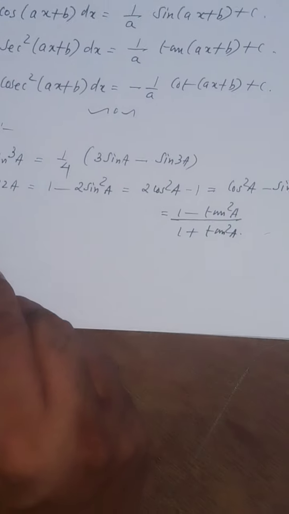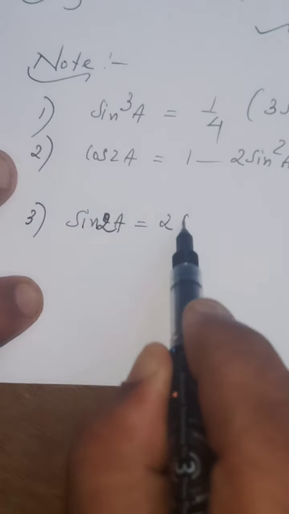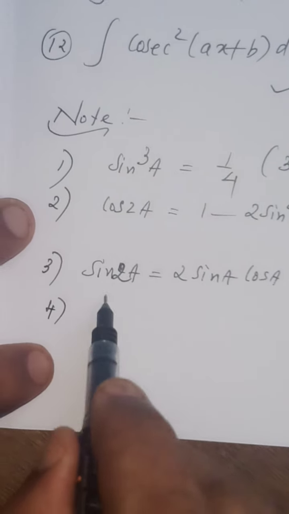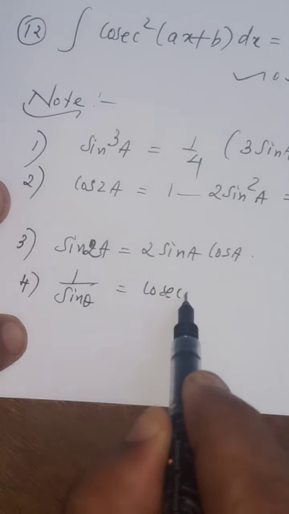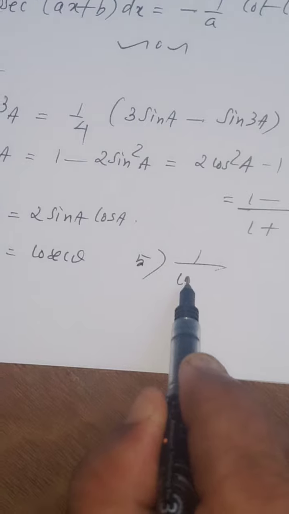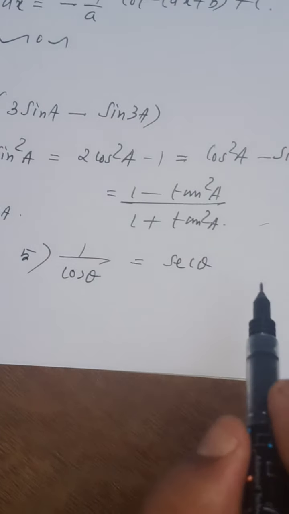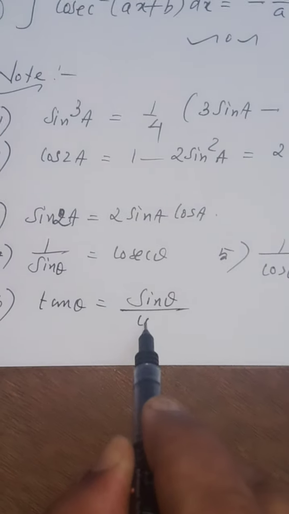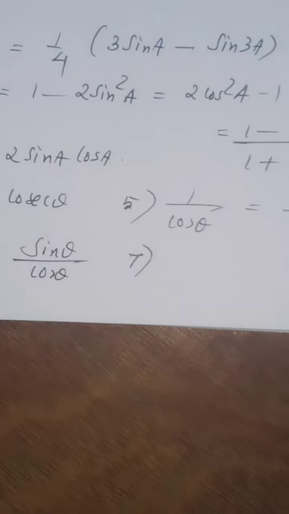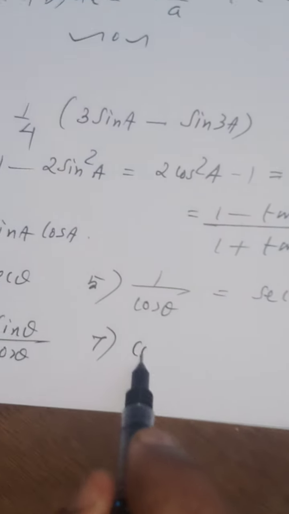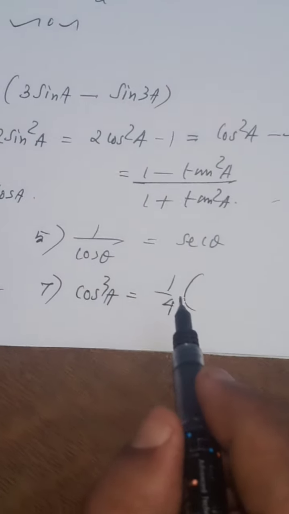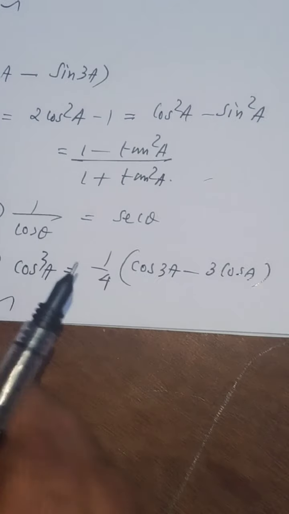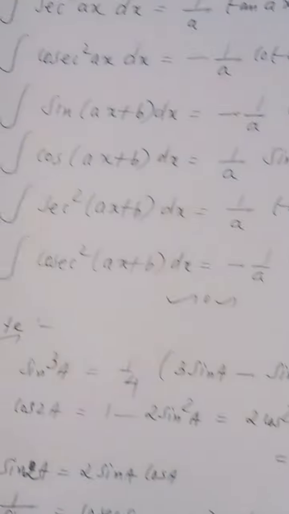Formula number 3, sin 2a is equal to 2 sin a cos a. Number 4, 1 by sin theta is equal to cosecant theta. Number 5, 1 by cos theta is equal to secant theta. Number 6, tan theta is equal to sin theta by cos theta. And number 7, cos cube a is equal to 1 by 4 into (cos 3a plus 3 cos a). These are the trigonometric identities to be applied in this exercise. Now we can get into the problem.